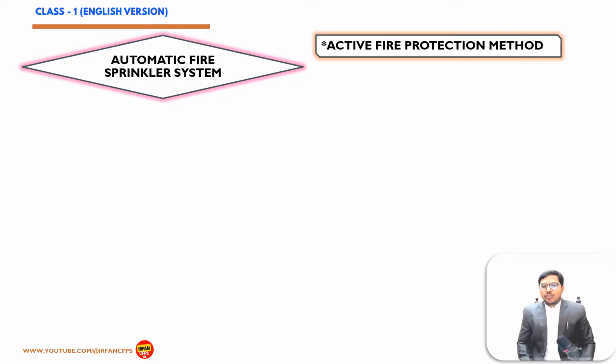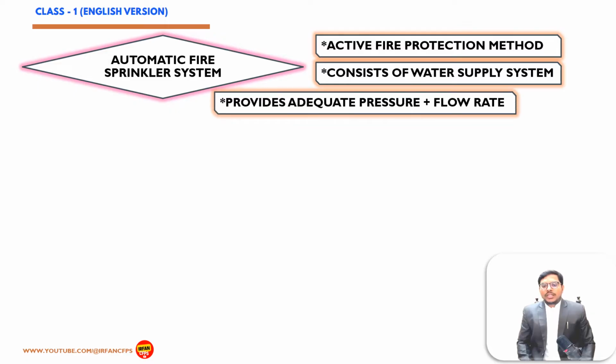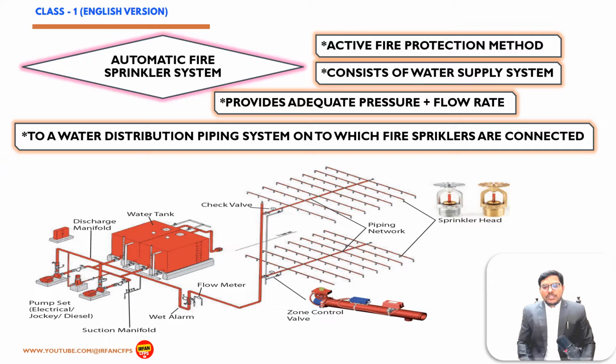It's an active fire protection method consisting of a water supply system providing adequate pressure and flow rate to a water distribution piping system onto which fire sprinklers are connected. We can see a schematic diagram here on your screen in which the water tanks are connected to the fire pumps, which provide adequate pressure and flow rate through a water distribution piping network, which is connected to the sprinklers.